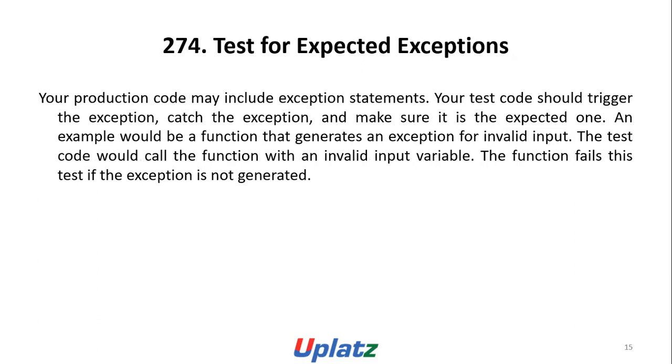Tests for expected exceptions. Your production code may include exception statements. Your test code should trigger the exception, catch the exception, and make sure it is the expected one. An example would be a function that generates an exception for invalid input. The test code would call the function with an invalid input variable. The function fails this if the exception is not generated.